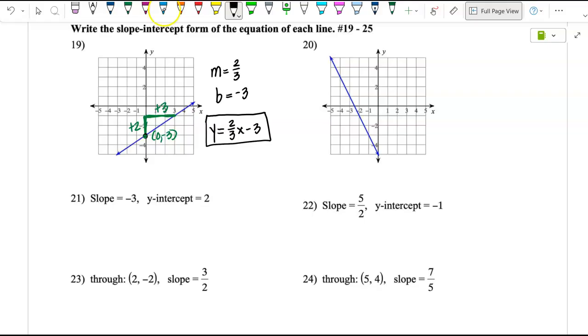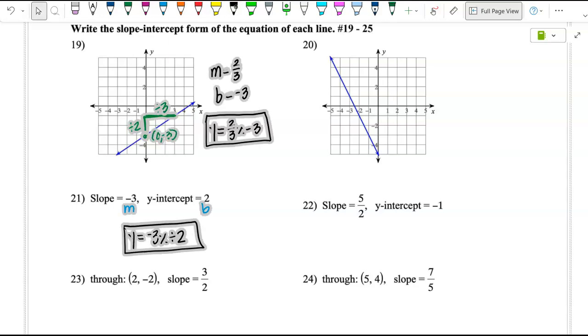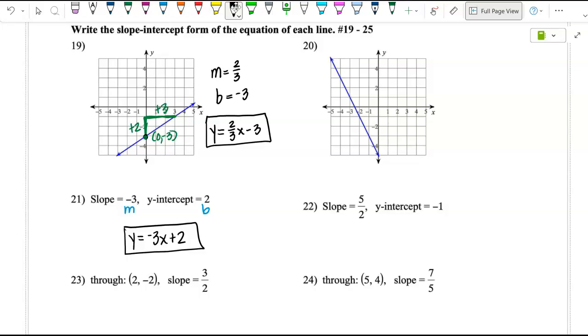Now, on number 21, there's not even any math to do. They gave me my slope, which is my m. They gave me my y-intercept, which is my b. So this just becomes y equals -3x plus 2. I'm just taking the two pieces of information and writing the equation of that line.